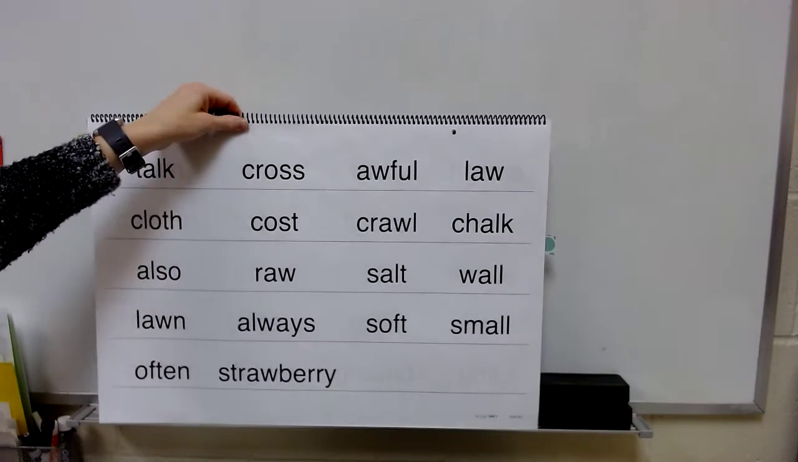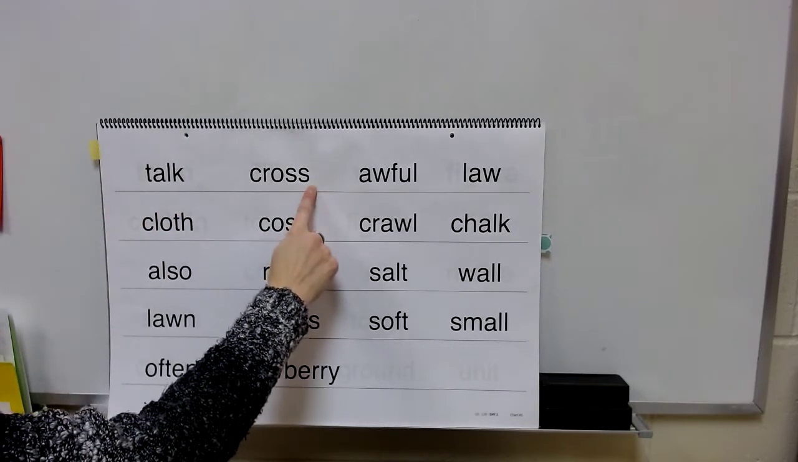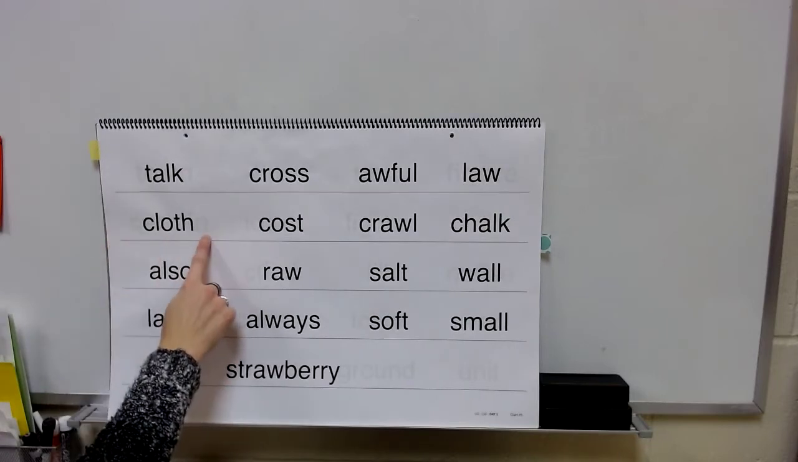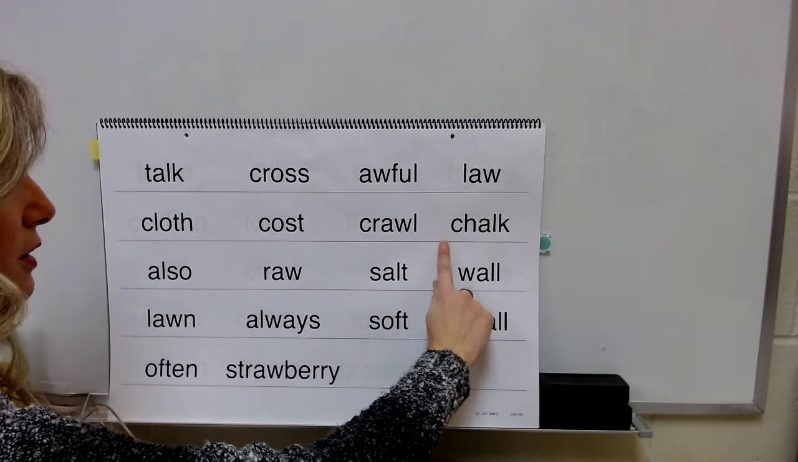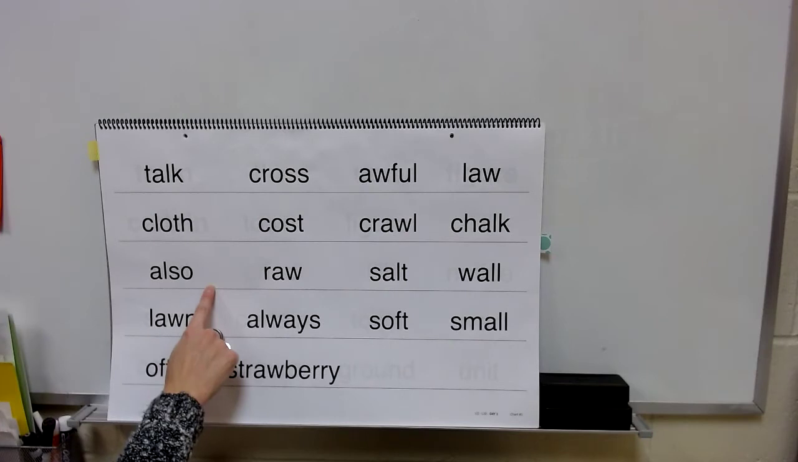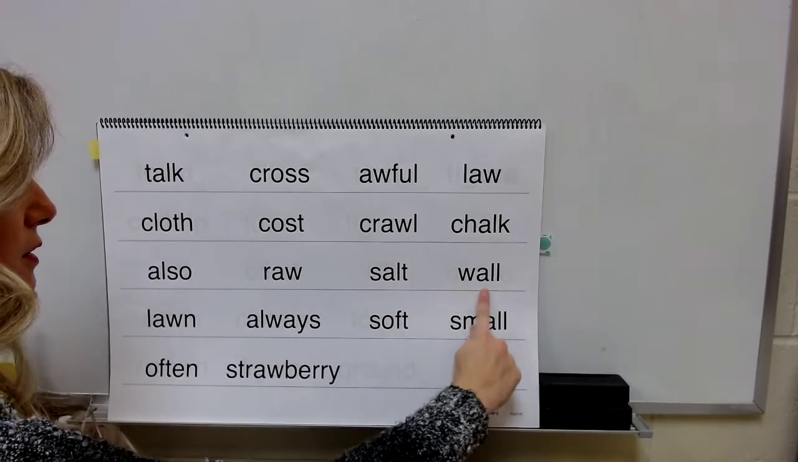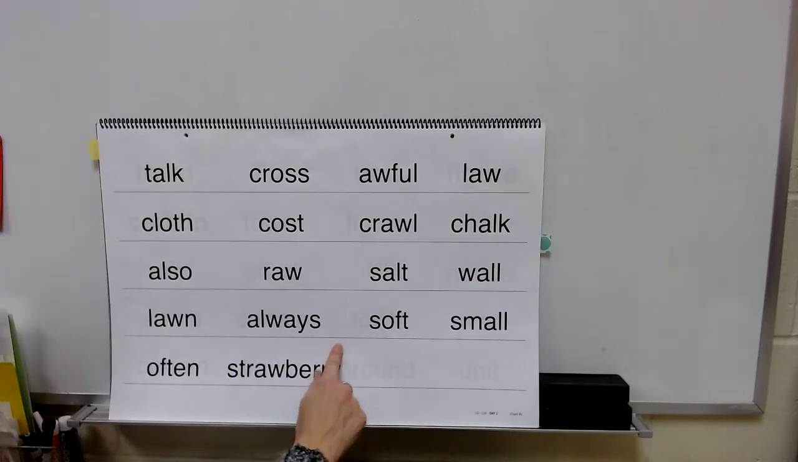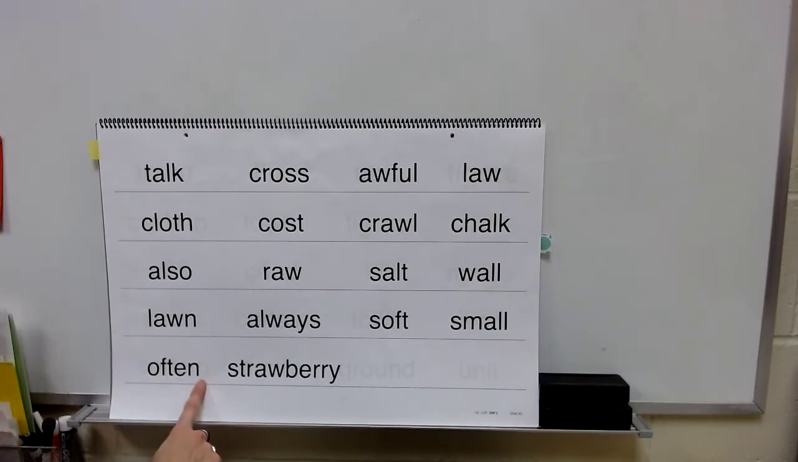Here are the spelling words for this week. Let's read the list. Word, talk. Word, cross. Word, awful. Word, law. Word, cloth. Word, cost. Word, crawl. Word, chalk. Word, also. Word, raw. Word, salt. Word, wall. Word, lawn. Word, always. Word, soft. Word, small. Word, often. Word, strawberry.